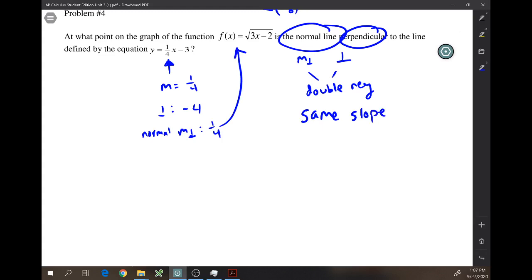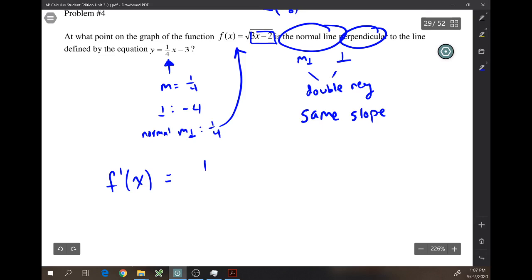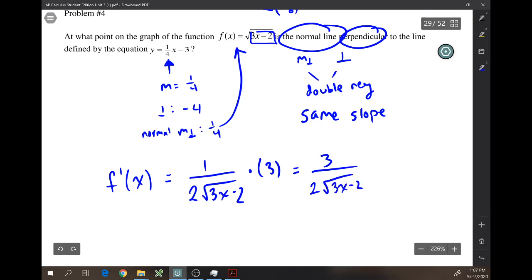So how do we do the slope of f of x? We take f prime of x, right? The derivative is our slope. And here it is a square root, so we can do the square root shortcut. 1 over 2 square root of 3x minus 2 times chain rule times 3. So that gives us 3 over 2 square root of 3x minus 2. And we want to know when is that slope equal to 1/4. So we can set that equal to 1/4.